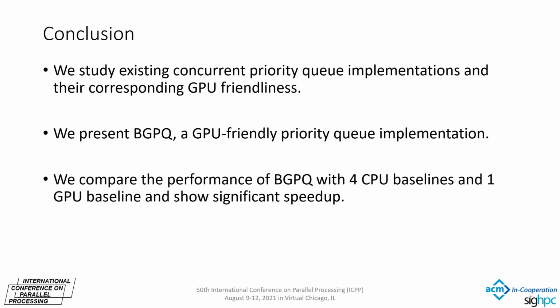In conclusion, we study existing concurrent priority queue implementations and their corresponding GPU friendliness. We present BGPQ, a GPU-friendly priority queue implementation. We compare the performance of BGPQ with 4 CPU baselines and 1 GPU baseline and show significant speedup.